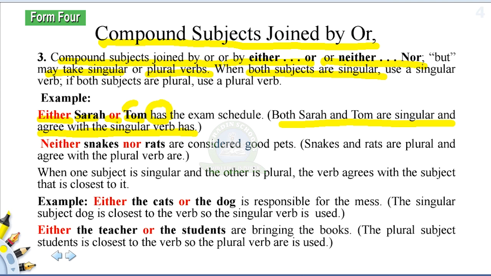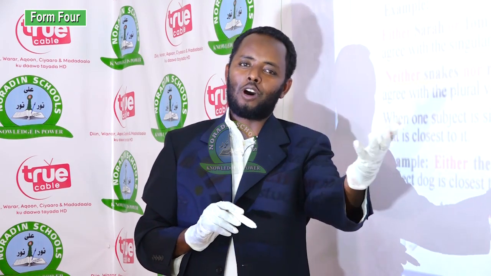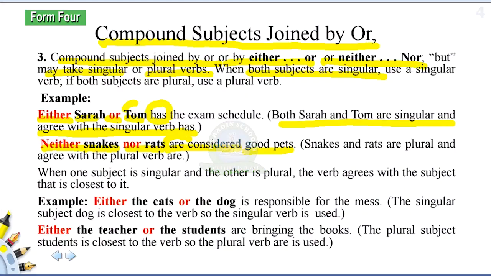The singular verb has. Neither snakes nor rats are considered good pets. Snakes and rats are plural. So both these compound subjects joined by neither nor are plural. So since they are plural, we're going to use a plural verb. So neither teachers nor students are good, or lions nor tigers are not good, for example. So neither snakes nor rats are considered good pets. Okay, it's negative. Snakes and rats are plural. So they agree with the plural verb are. So we're going to use are.